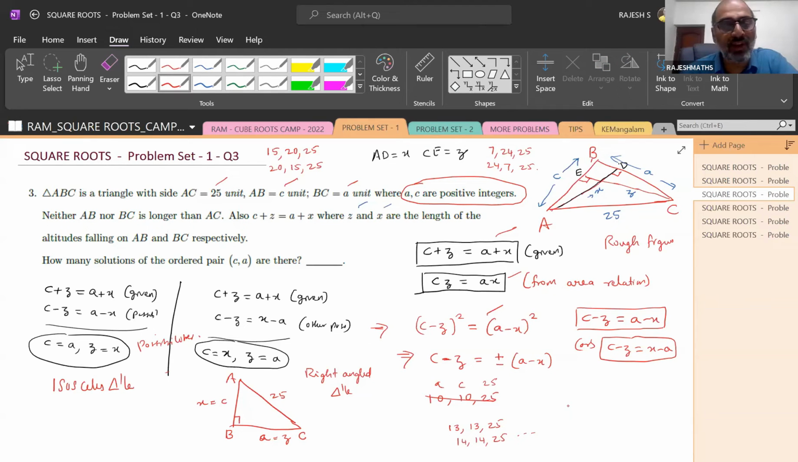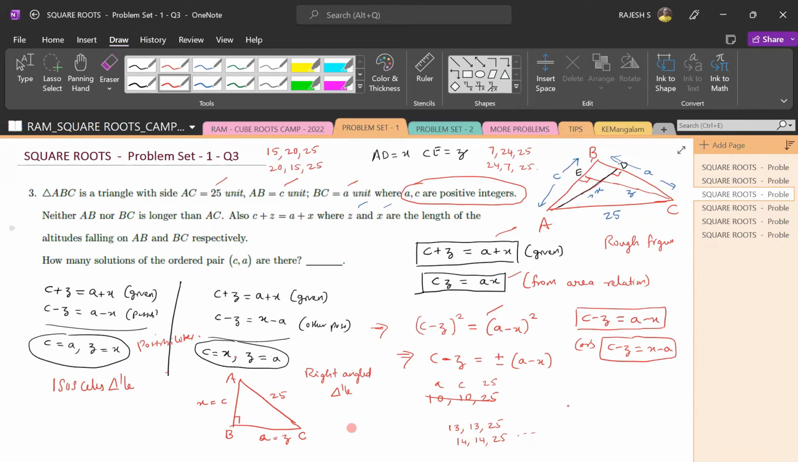Then look for the integer combinations. 25 should be the hypotenuse, so you cannot have the legs crossing 25. They have to be within 25. There are only two Pythagorean triplets: 15, 20, 25 and 7, 24, 25. You should be thorough with some basic triplets.